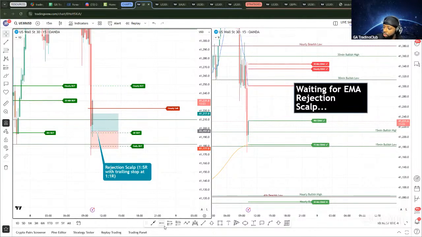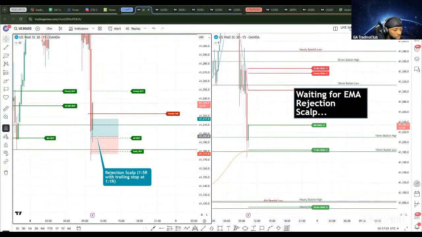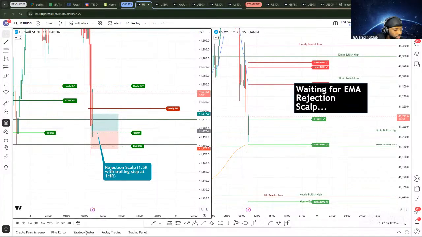Oh, you know what? Forgot to change my copier settings. It should be.